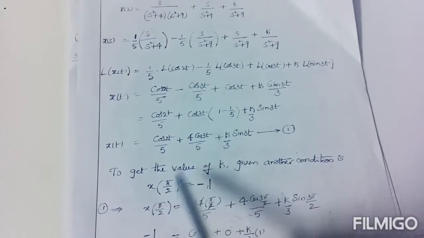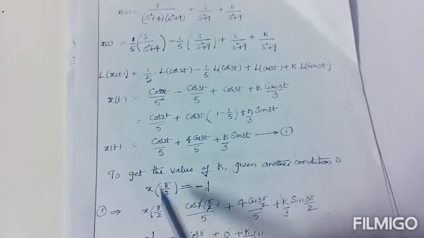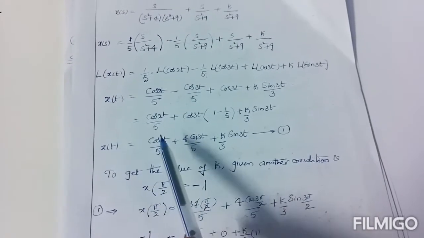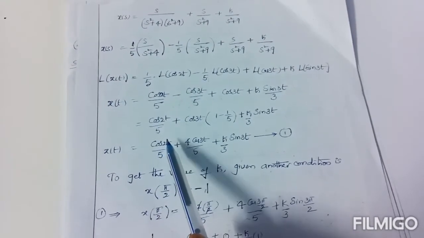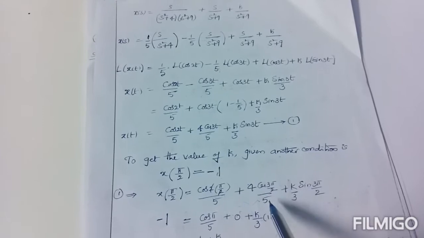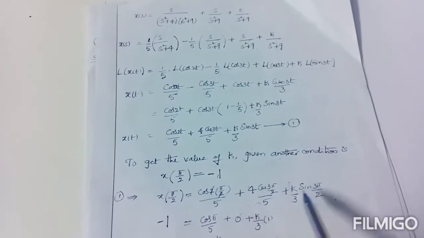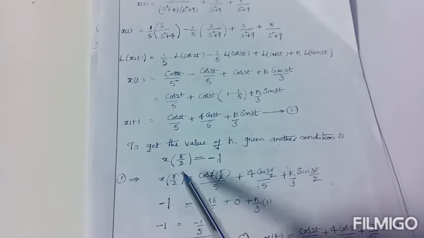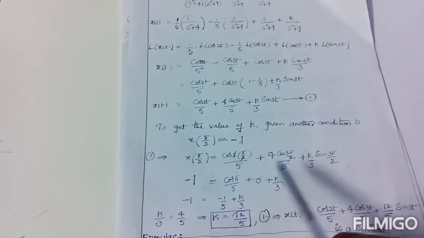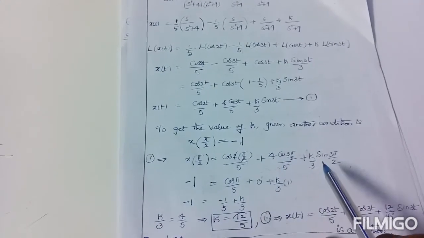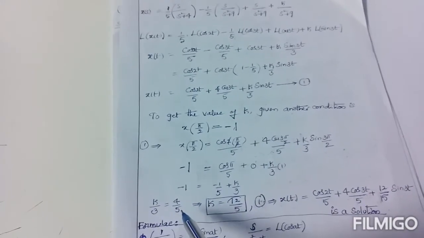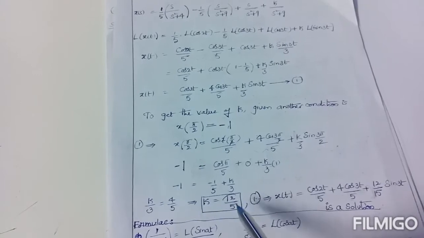So as per our calculation, x of pi by 2 equal to, with pi by 2 in place of t, (1/5) cos of 2 into pi by 2, plus (4/5) cos of 3 pi by 2, plus (k/3) sin of 3 pi by 2. As per the given question, x of pi by 2 is minus 1. Now cos pi is minus 1, cos 3 pi by 2 is 0, sin 3 pi by 2 is minus 1. This is the resultant value. Taking k to one side and the remaining numbers to the other, the k value is 12 by 5.